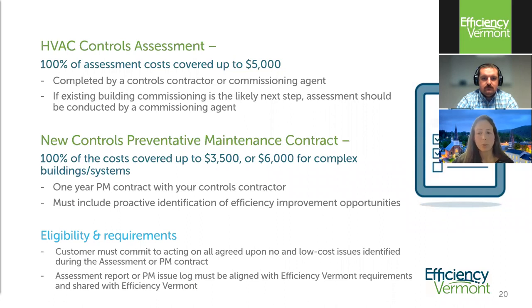For new controls preventative maintenance, or also called proactive maintenance contracts, we can cover 100% of the cost up to $3,500 for most buildings, or $6,000 for complex buildings or systems. And for those of you who don't know, a controls PM is different from a mechanical PM. It's focused on the control system itself, and it must be completed with a controls contractor.